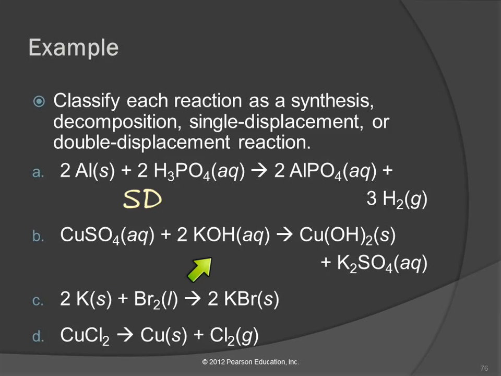What about this one? Double replacement. Here copper came with sulfate and copper left with hydroxide. Potassium came with hydroxide and left with sulfate. They've swapped partners. And one of these is a solid. It's also a precipitation reaction, but it's classified here as a double displacement reaction. How about this one? Synthesis, or combination. And the bottom one? Decomposition.